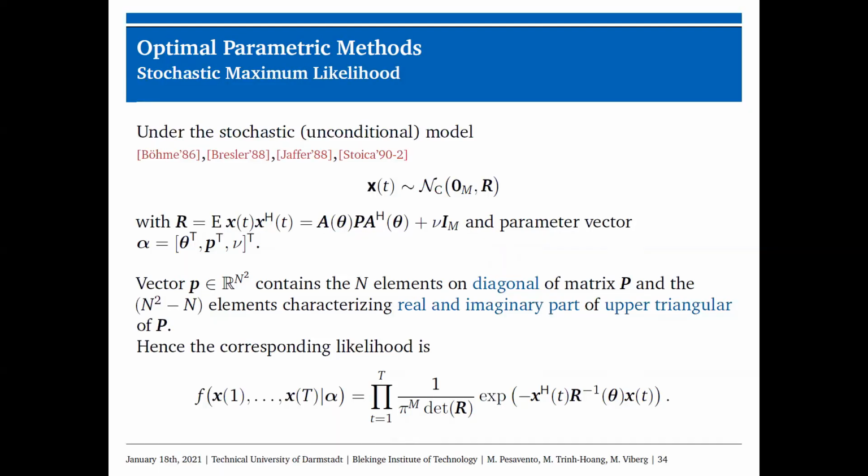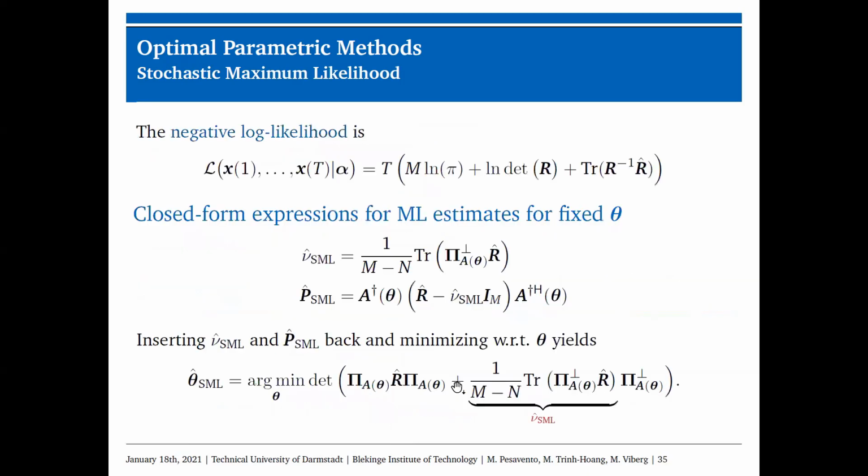Turning now to the stochastic data model, it looks like this. And here we need to parameterize the signal covariance matrix P, and it is done using some vector little b p. So we have theta, p, and nu. The likelihood function is again obtained from the multivariate Gaussian, as shown here. Now the negative log likelihood is this one.